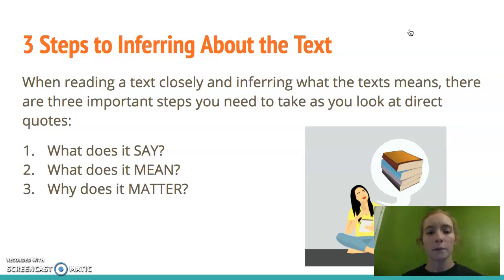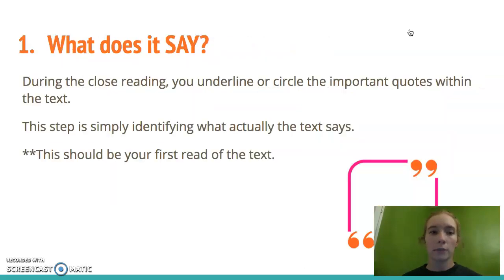And then the third step is why it actually matters. I want you guys to understand how to apply it to your own life, maybe using background knowledge or your own experiences. So, going more in depth on the first step, what does the text actually say?